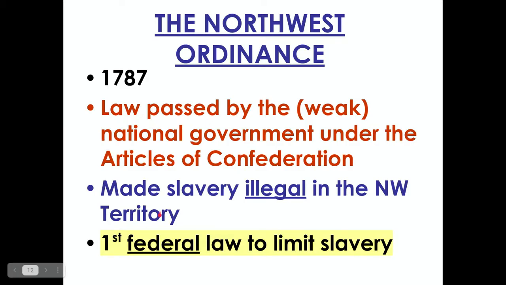And this is going to be the first federal law to limit slavery, the first federal law to put restrictions on slavery and say there's no slavery. Now, some states like Massachusetts had already outlawed slavery, but this is the first time the federal government is stepping in and saying, we're not going to have slavery in that Northwest Territory.